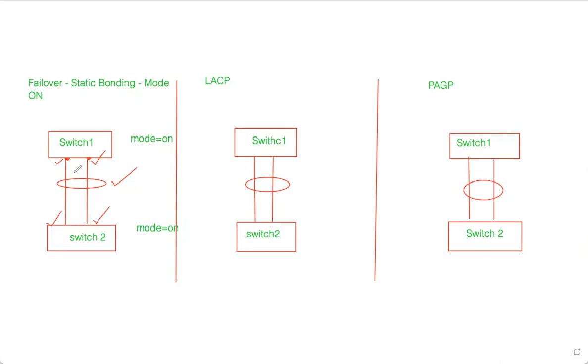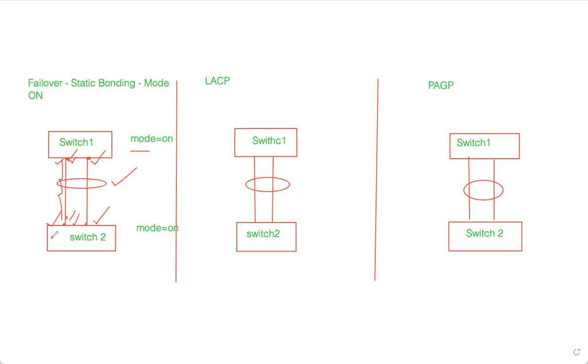It doesn't negotiate by itself, asking what is your speed, what is my speed, what is your duplex, what is my duplex, what is your configuration, what is my configuration. It does not negotiate using a protocol between them, but it will automatically form the bond when you create the mode on. It does not negotiate between the links to make sure that it is allowing the traffic or not.